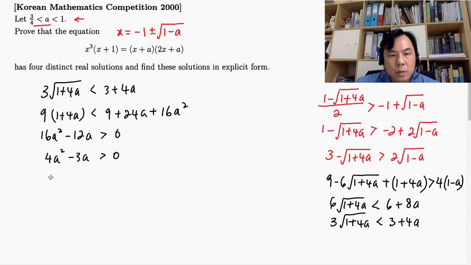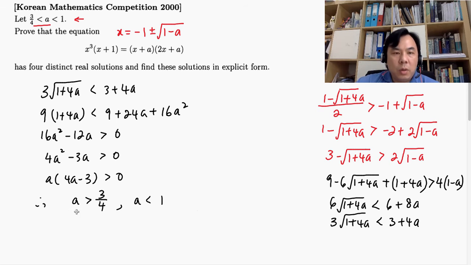Greater than 0, or we can actually write it down as this. Therefore, the solutions to this would be a must be greater than 3 over 4 there. And then knowing that a is less than 1, that actually helps us to verify the restriction there. Right, so I hope that you are clear with the first question.